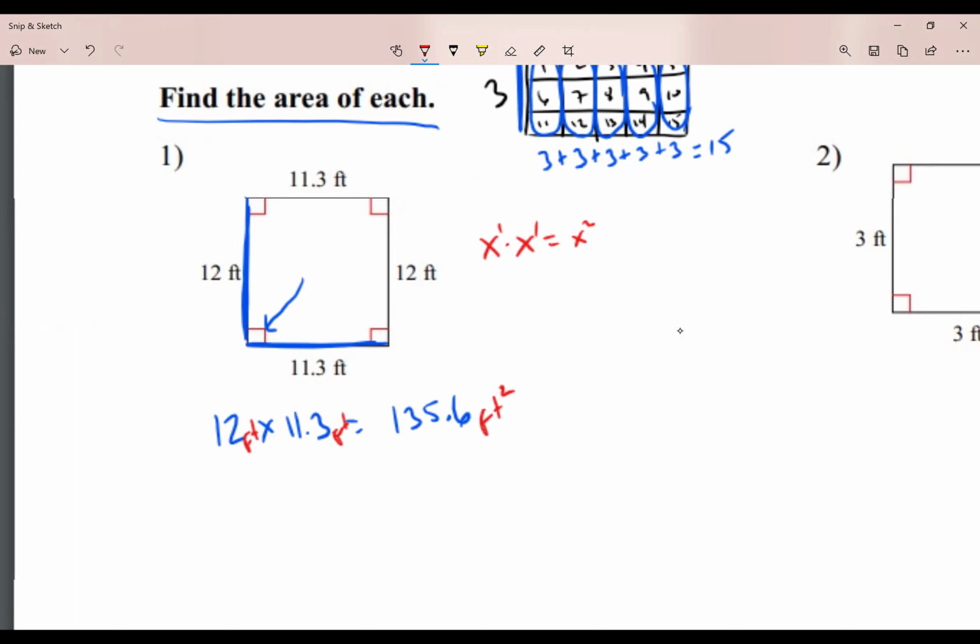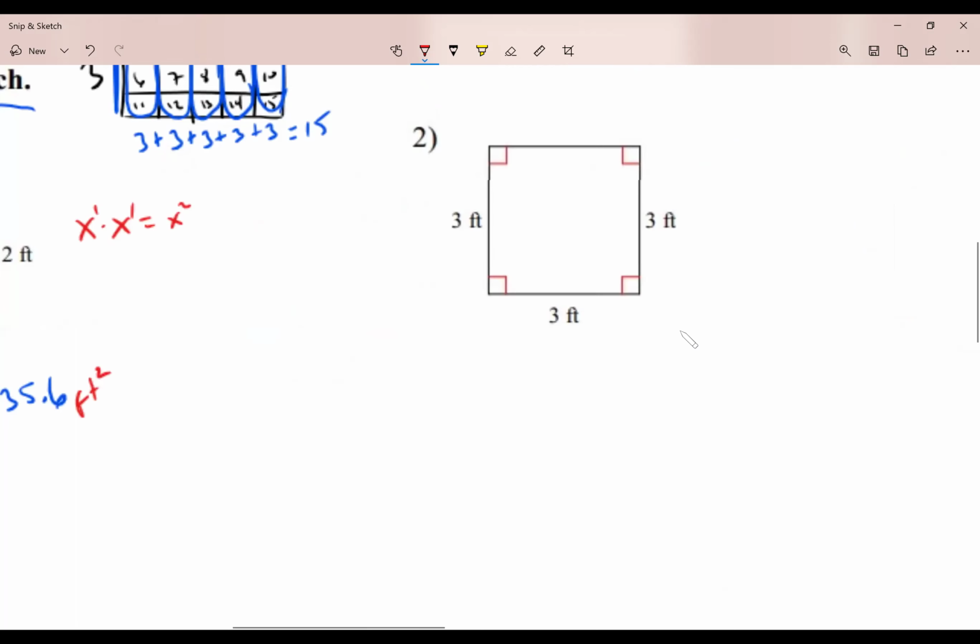Okay, now for my assignment, I believe you understand measurements. More than anything, I'm worried about whether you know how to do the numbers, whether you know how to get the answer. So don't worry about the measurement. Don't worry about feet squared. Just the number, 135.6. All right, let's take a look at question number 2.